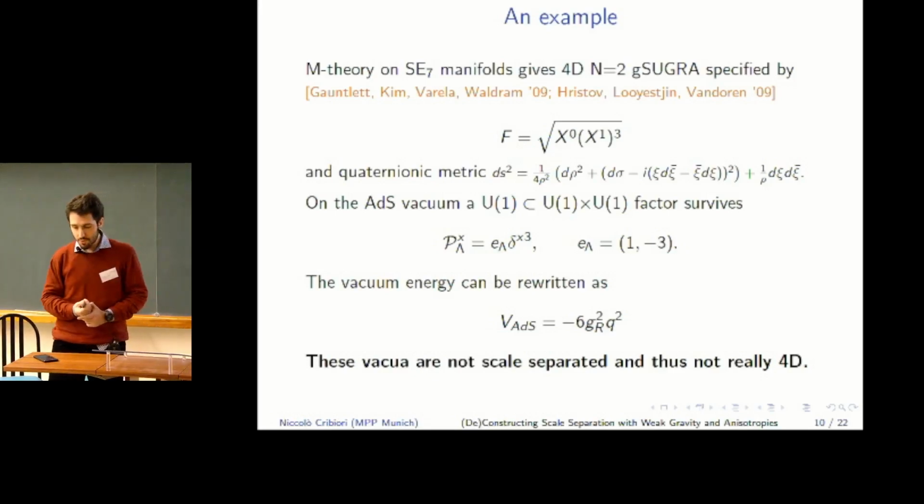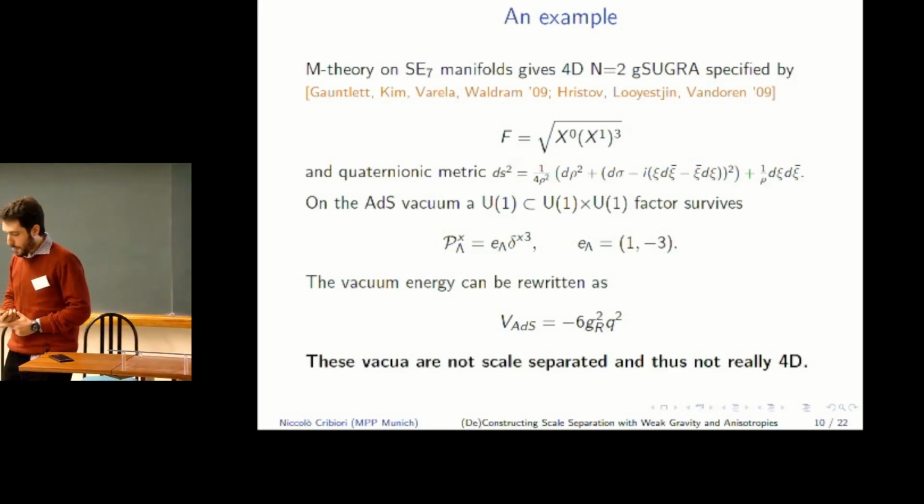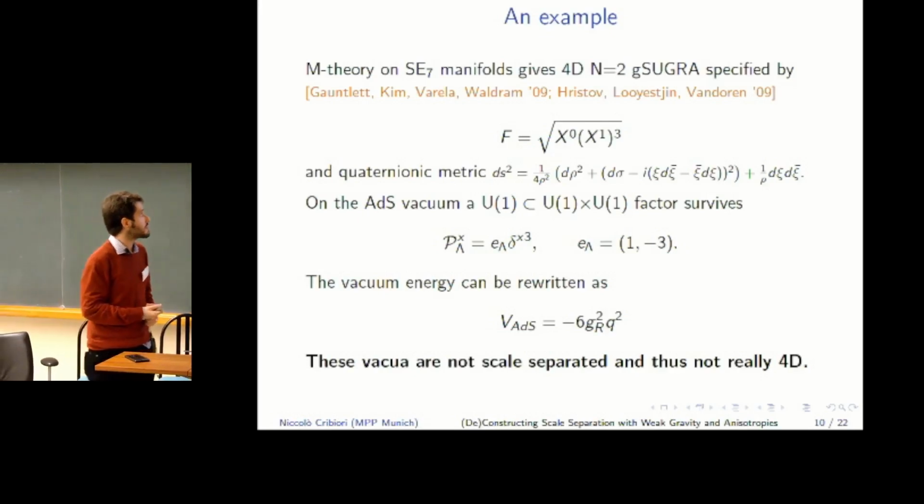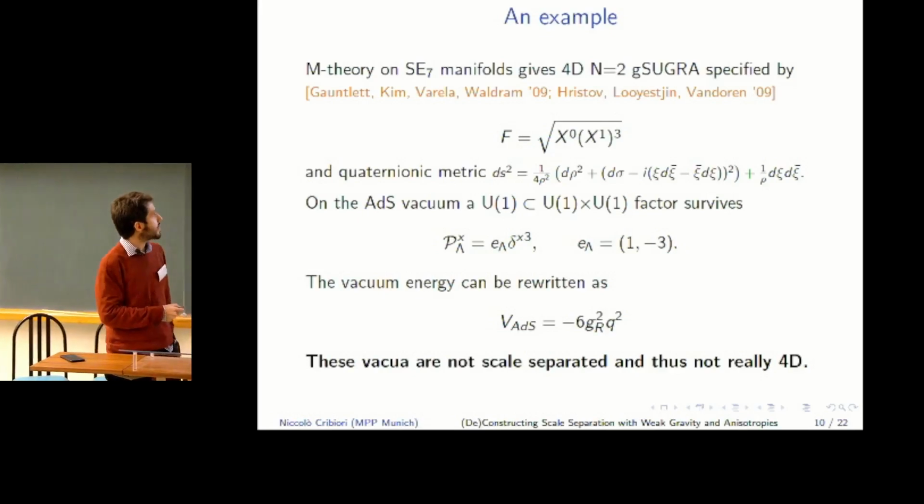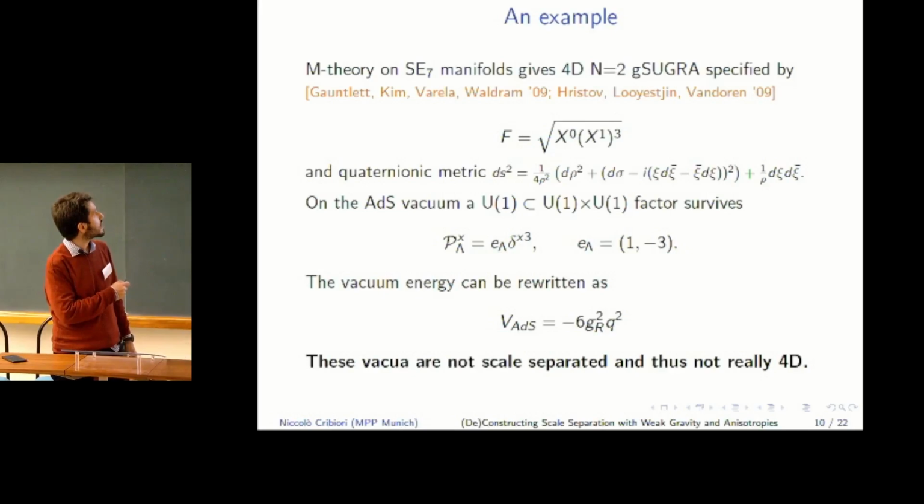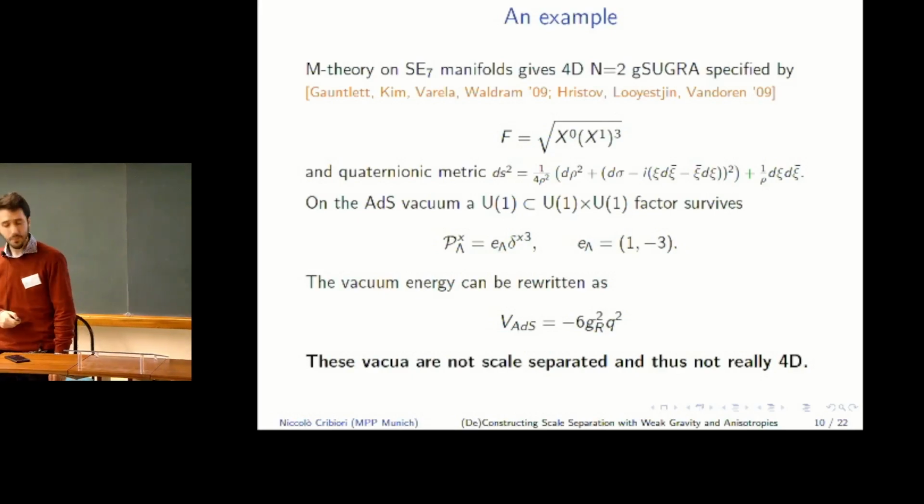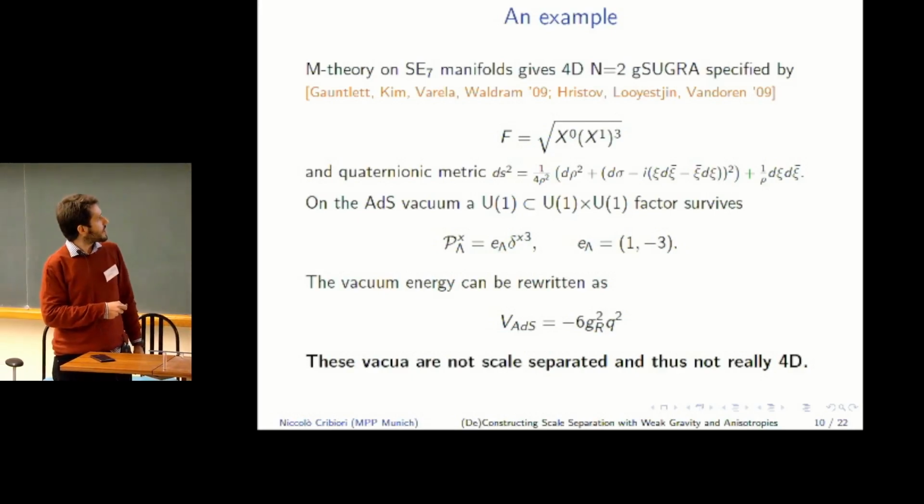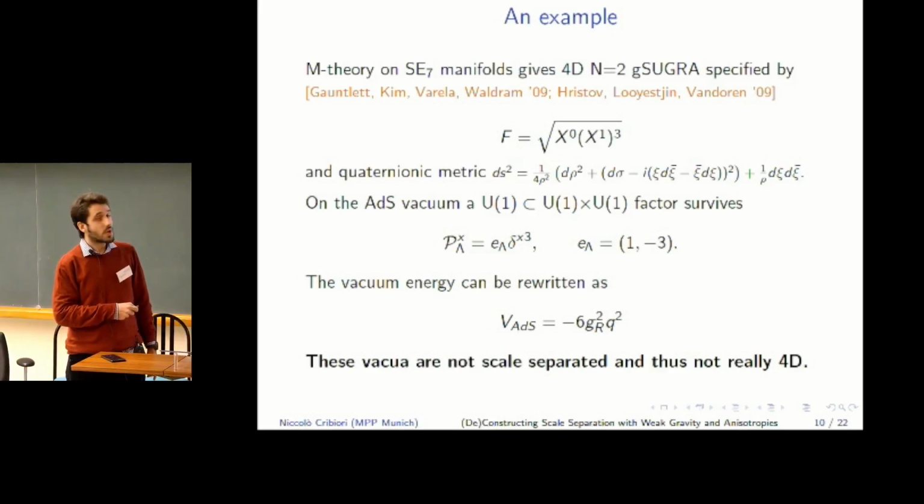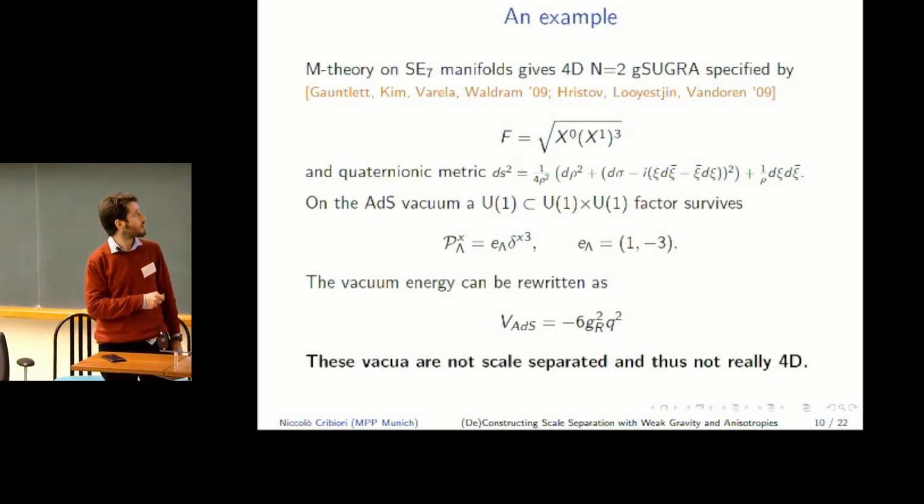Let me give you an example very briefly. A known class of top-down models which gives N equal to 2 gauged supergravity is M-theory on a Sasaki-Einstein 7-manifold. To specify the theory, you have to give the prepotential, which is a function of the scalar fields, and also the quaternionic metric, which is needed to understand the gauge sector, the gauging. You can understand that there is a U(1) cross U(1) gauging, which breaks down to a U(1) in the vacuum. So there is a U(1) in the vacuum as expected.